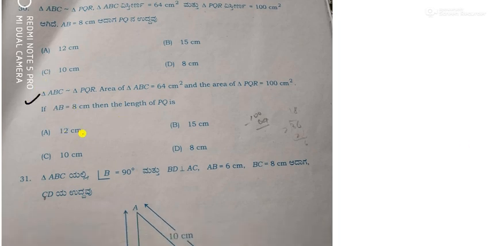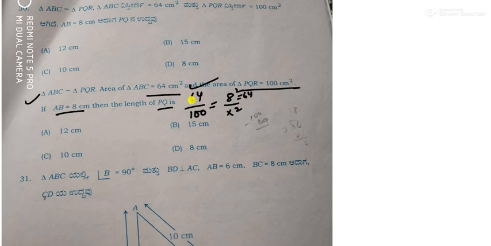Next is question number 30. Triangle ABC is similar to PQR. Area of ABC is 64, area of PQR is 100, AB is 8, then the length of PQ is dash. So 64 by 100 equals 8 square divided by x square. If you see, 8 square is how much? 64. So that's what they have given.